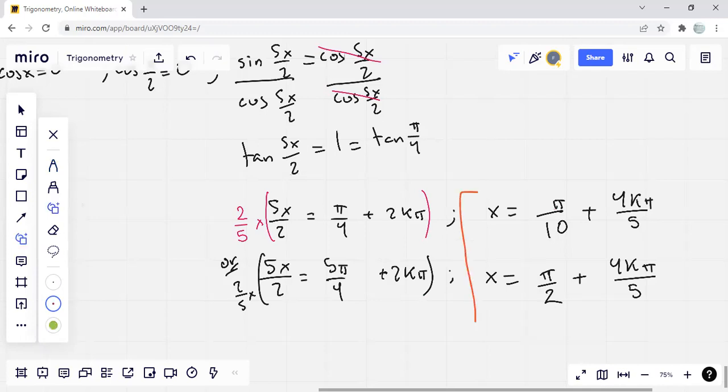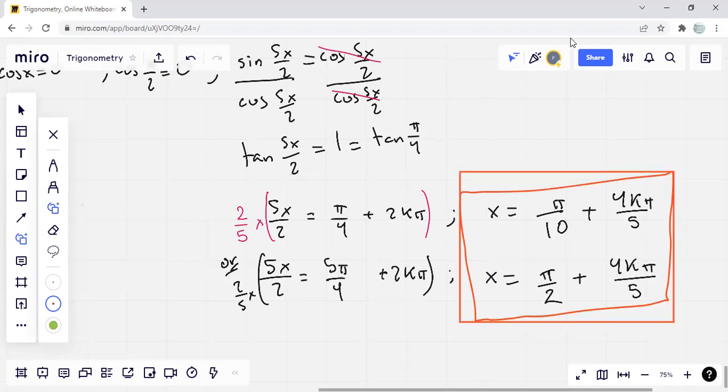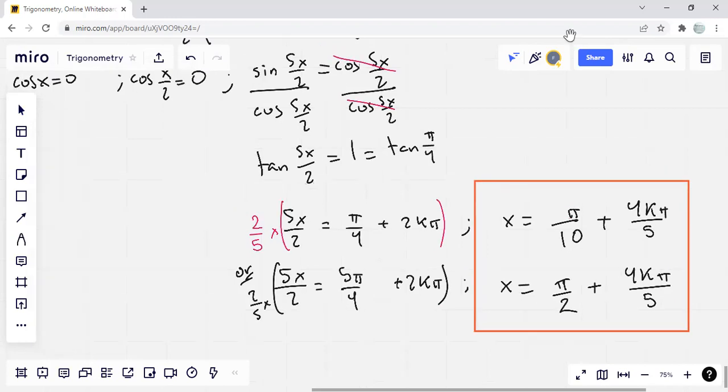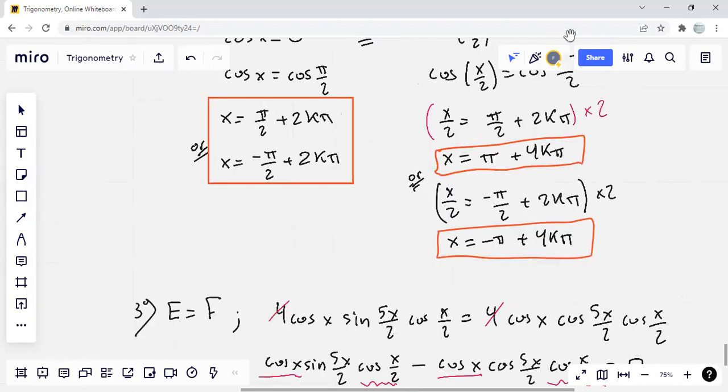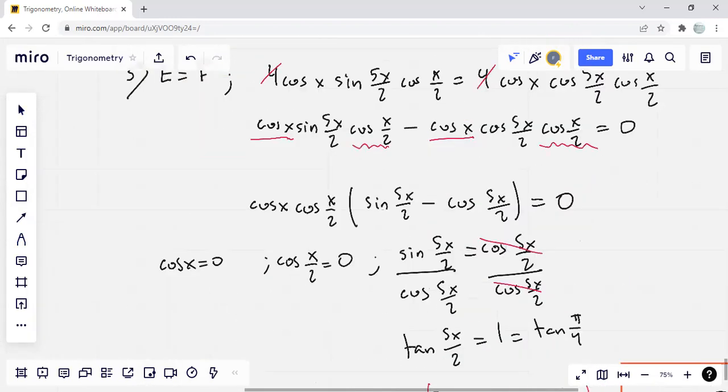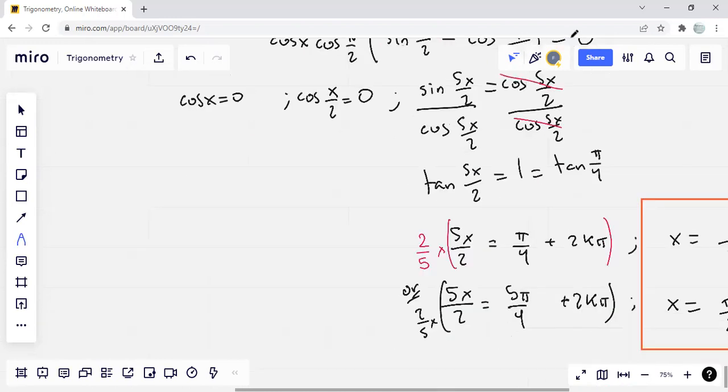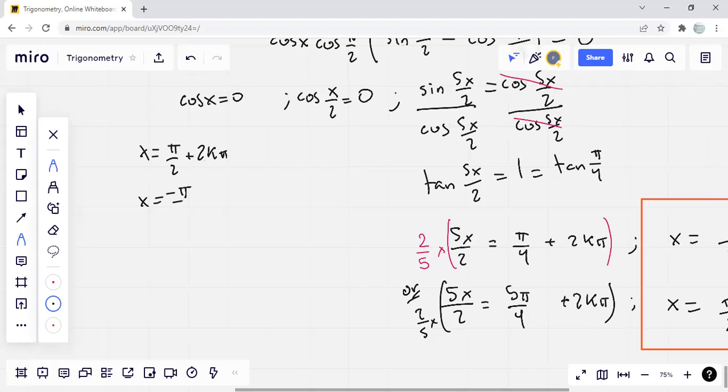These are 2 of the answers. And here, cosine x equals 0, we just solved it here. It will give us this answer: x is equal to pi over 2 plus 2k pi, or x is equal to minus pi over 2 plus 2k pi. So these are the other 2 answers.